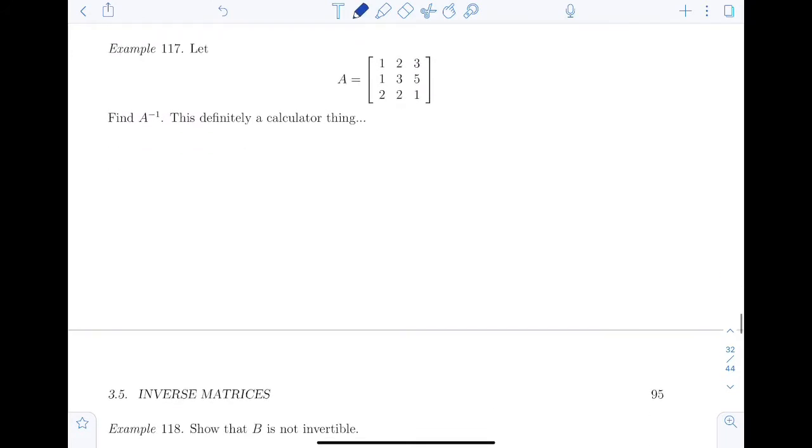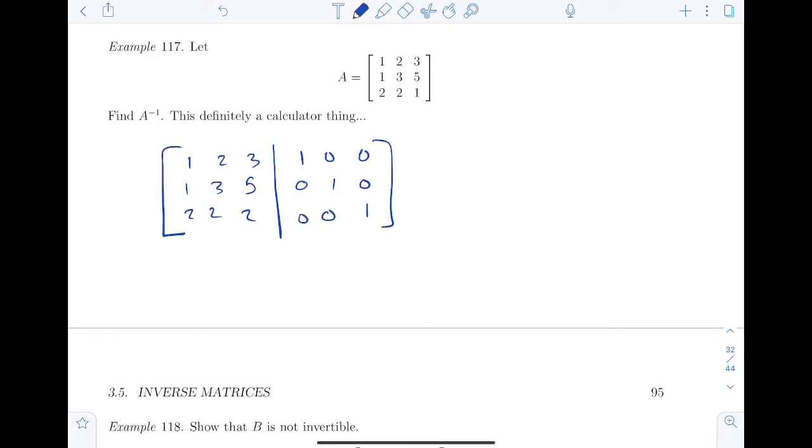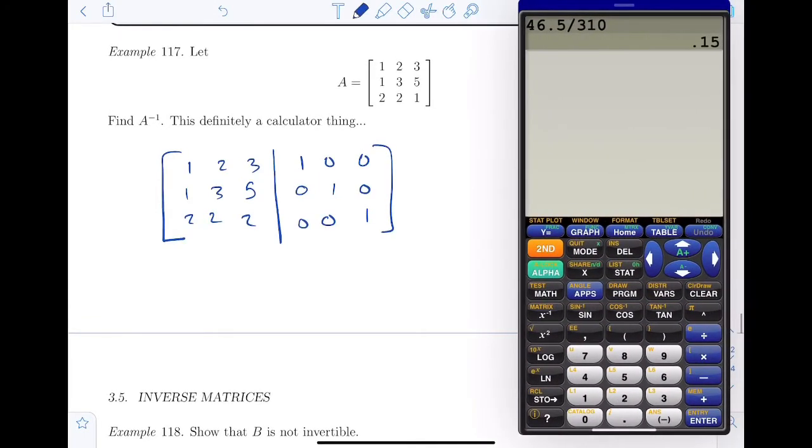Now, this is definitely a calculator thing, so we're going to use the calculator to do it. Let's do it once here. I have 1, 2, 3, and 1, 3, 5, and 2, 2, 1. And then we'll put the appropriately sized identity over here. I wrote the wrong thing. 0, 0, 1, there we go. So we're just going to immediately use some calculator help.